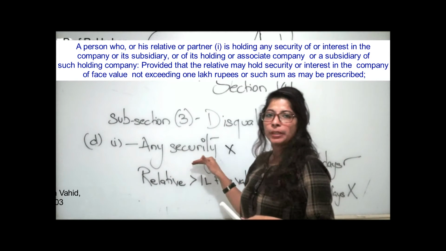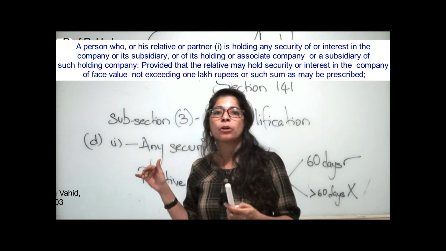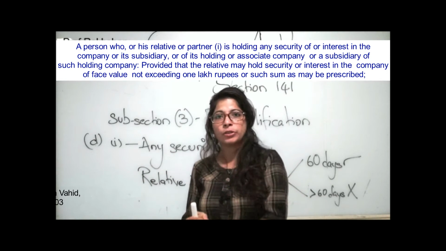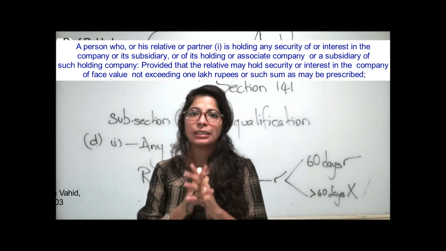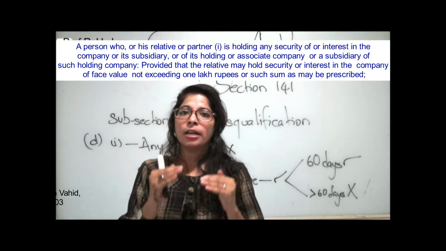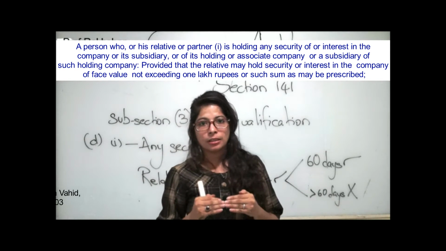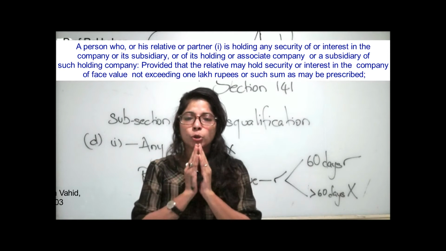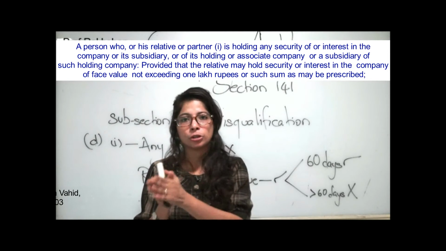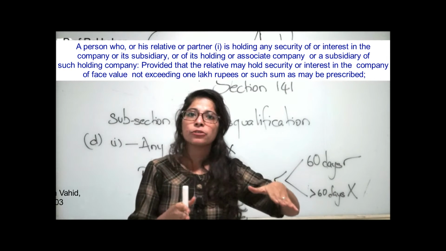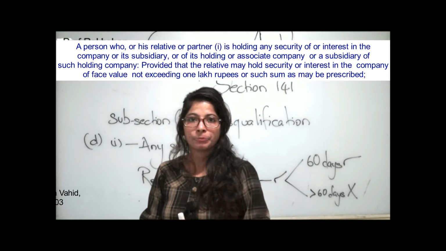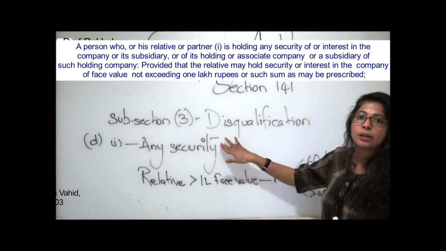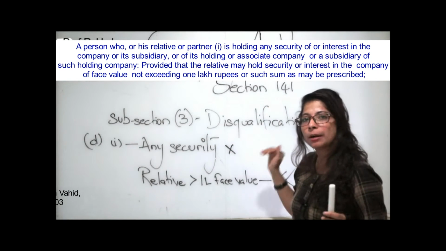Now why is such a condition placed? Why can a person or his relative or a partner not hold any security? This is to safeguard the independence of the auditor. This is to ensure that the interest of the auditor in the company is only restricted to his audit fees. That he does not hold any other interest in the company, so that he reports in a true and fair manner, he reports in an unbiased way to the shareholders, and hence the image or the respect for the profession is maintained. So anybody holding any security will not be allowed to be appointed as an auditor of the company.